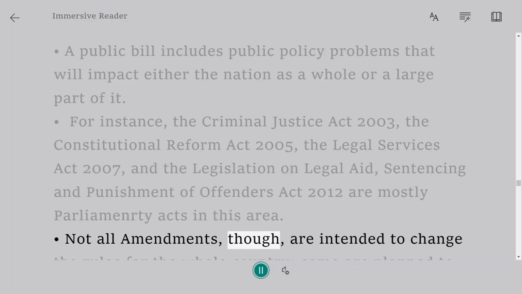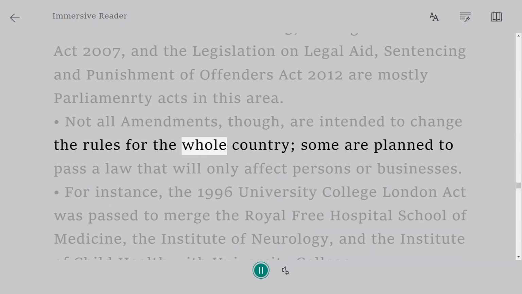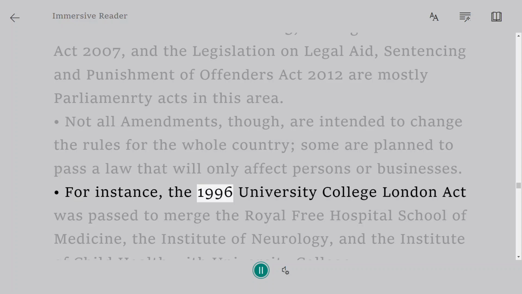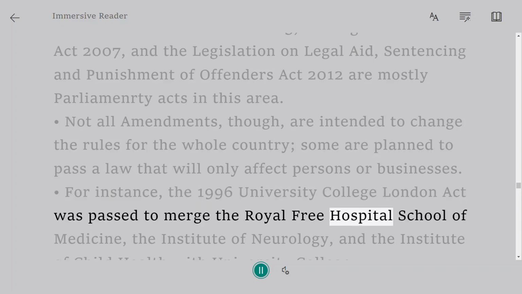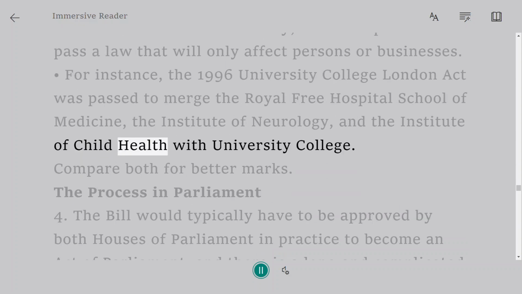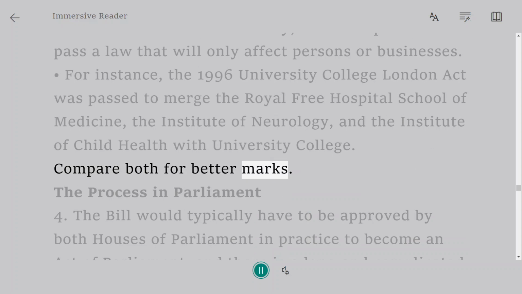Not all amendments, though, are intended to change the rules for the whole country. Some are planned to pass a law that will only affect persons or businesses. For instance, the 1996 University College London Act was passed to merge the Royal Free Hospital School of Medicine, the Institute of Neurology, and the Institute of Child Health with University College. Compare both for better marks.